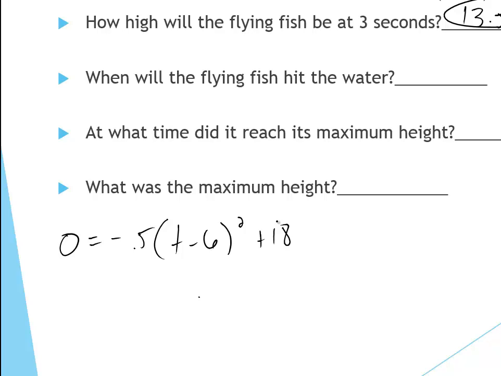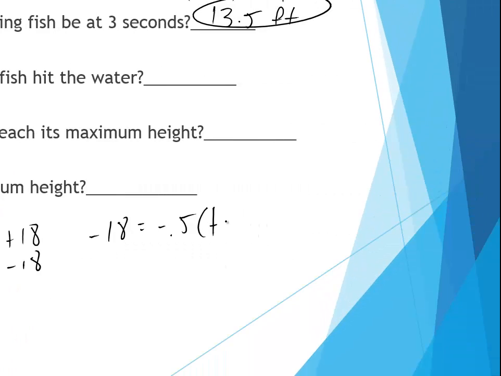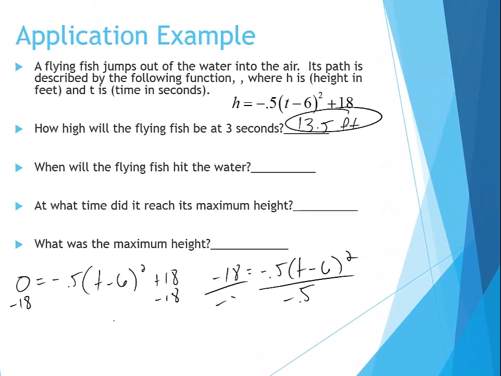But first, need to get rid of k, which is 18. So subtract 18 from both sides. So we'll have negative 18 equals negative 0.5 t minus 6 squared. Next, we get rid of a, which is negative 0.5. So we divide by a, so divide by negative 0.5.